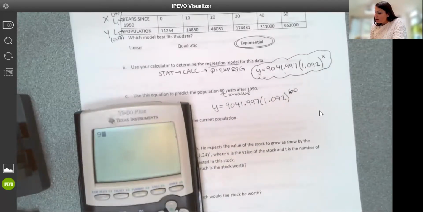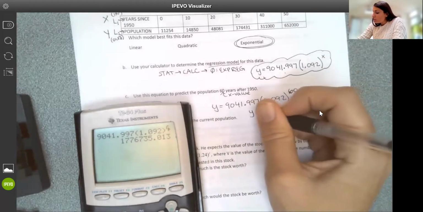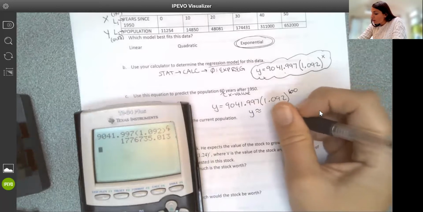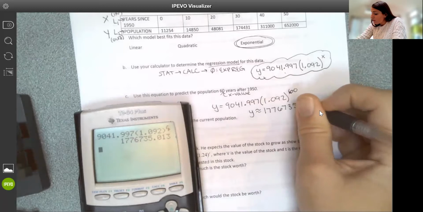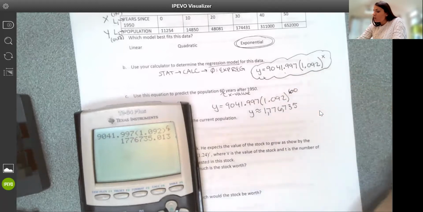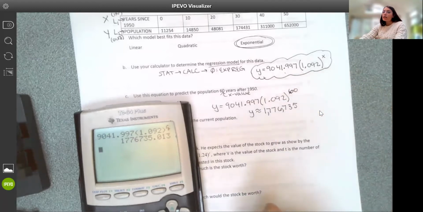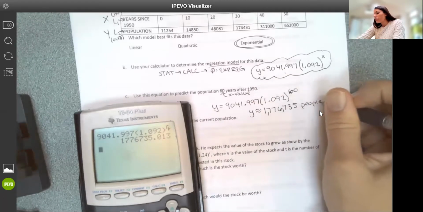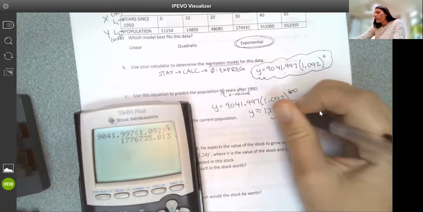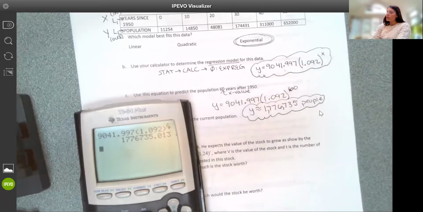9041.997 times 1.092 to the 60th power tells me that my population, and I'll round to the nearest person, 1,776,735, would be about 1,776,735 people, approximately 60 years after 1950, 2010.